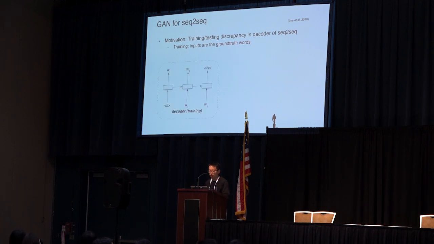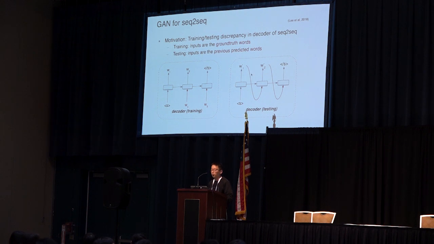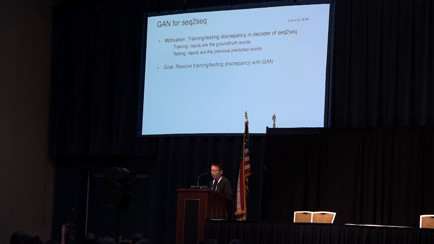During training of the decoder, we only look at the decoder side. The input of the decoder is the ground truth word. However, in testing, the input is the previously predicted words. Obviously, this will cause worse performance, because what you are training for is not what you are going to use in the real world. So the goal is to resolve the training and testing discrepancy with GAN.